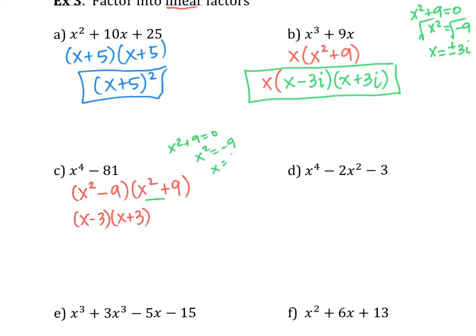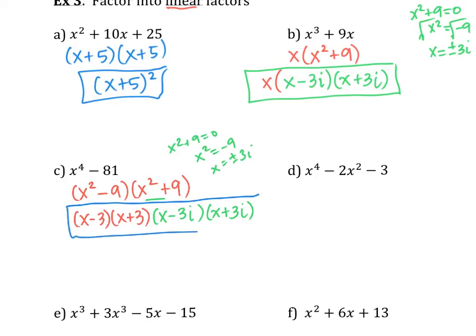What am I going to get? Plus or minus 3i again. Okay, and then I can use the zeros to go back and write the factors that produce those zeros. Okay, and then these are 4 linear factors, which is correct. It was degree 4. I was expecting 4 linear factors.